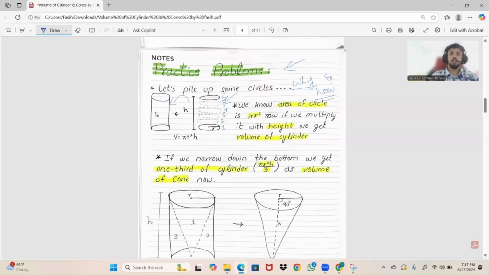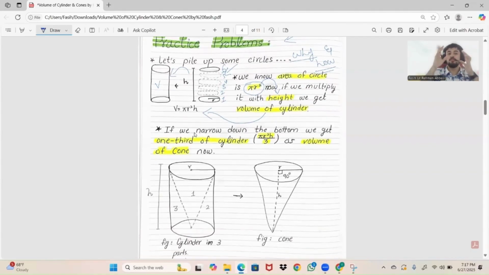So what will be the volume of the cylinder? We know that the area of a single circle was pi r square. Now, while piling it up, it has attained a certain height. So I'm going to multiply this pi r square with the height, and there you go, you get the volume of a cylinder, pi r square into height.